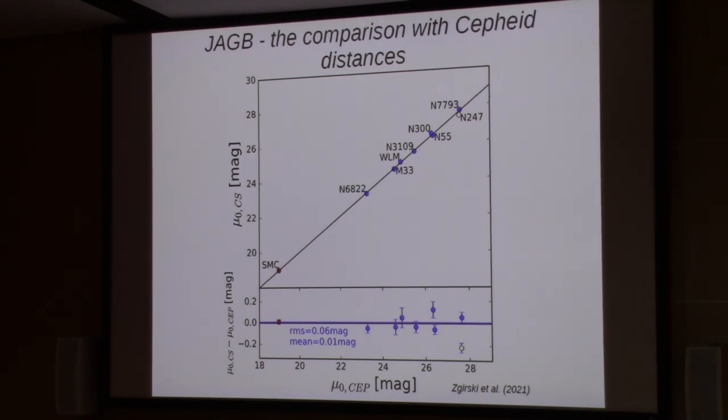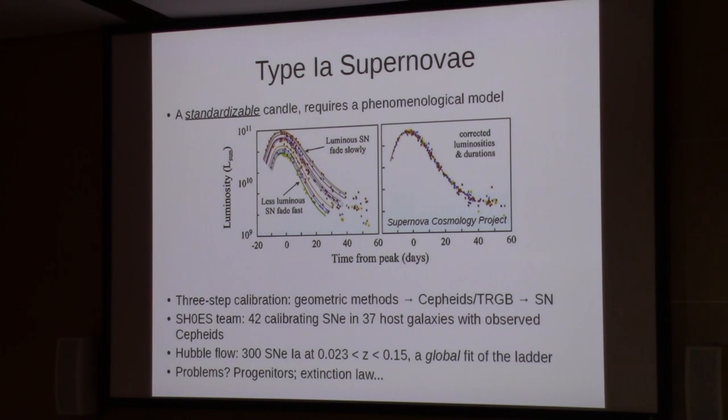But this is a promising method, I would say. So finally, the last step, this is the calibration of type 1a supernovae. We don't do that yet, at least. And it's being done by the SH0ES team and also the Carnegie-Chicago team.